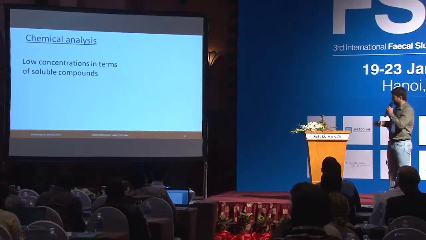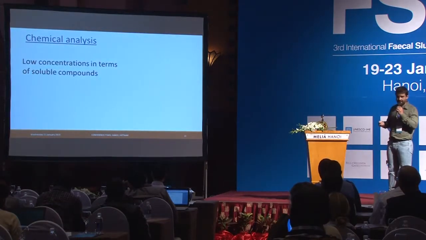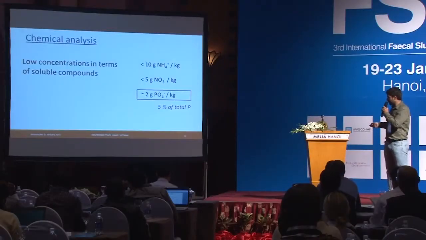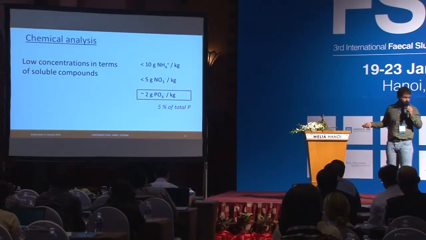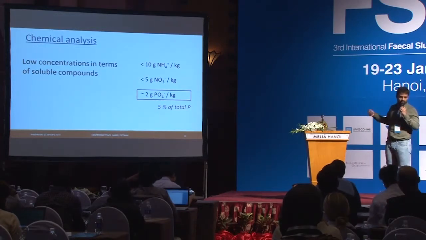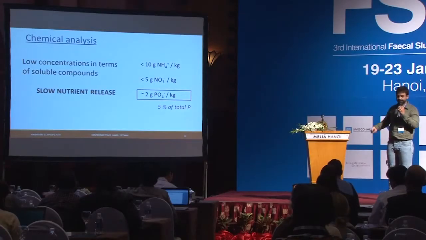Now, talking about the soluble compounds, we can see that they are in very low concentration. We have less than 10 grams per kilogram of ammonia, less than 5 grams per kilogram of nitrates, and around 2 grams per kilogram of phosphates, which only represents 5% of the total phosphorus. That means that the other part of the phosphorus has to be in the solid fraction, and not in the fraction which can be very easily removed. What's the implication of that? That if we use it as a fertilizer, it will be a slow nutrient release fertilizer.